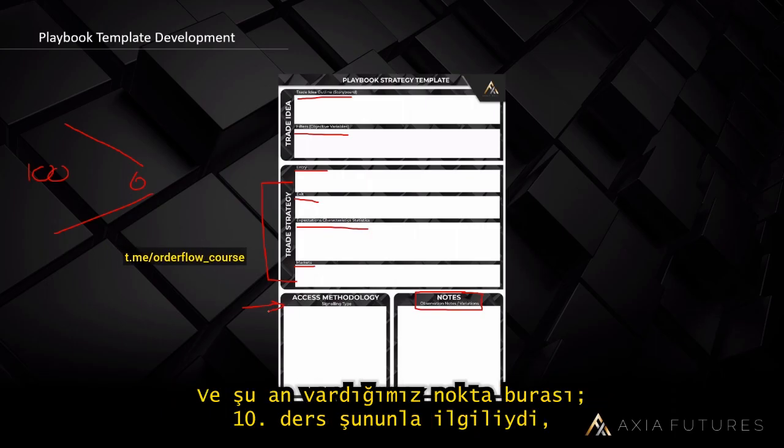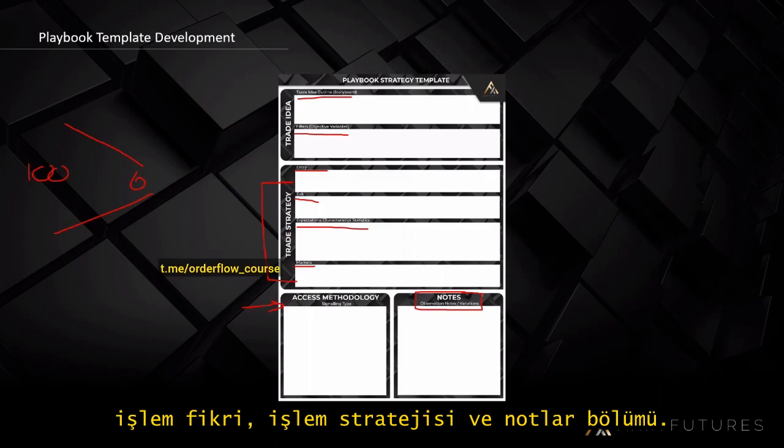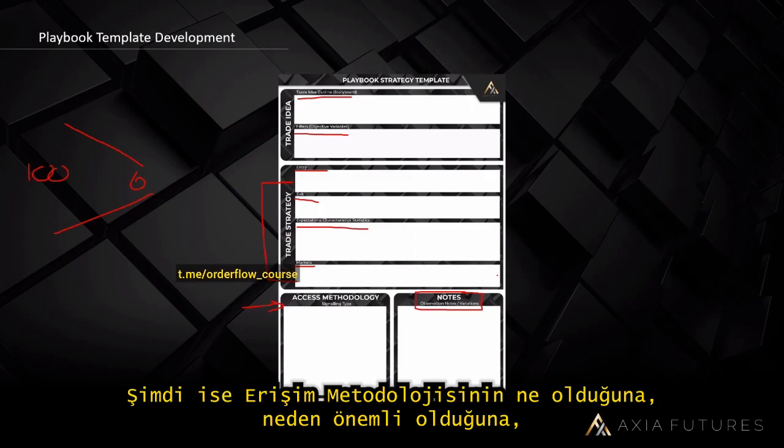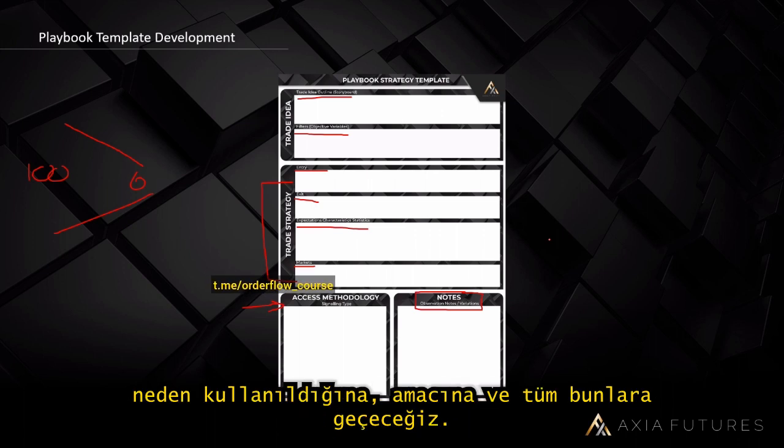And that's where we've arrived now. Lesson 10 was about the trade idea, the trade strategy, and the notes section. Now we're going to move on to what access methodology is, why it's important, why you use it, the purpose of it, all these things.